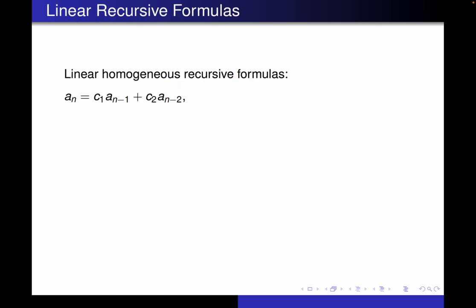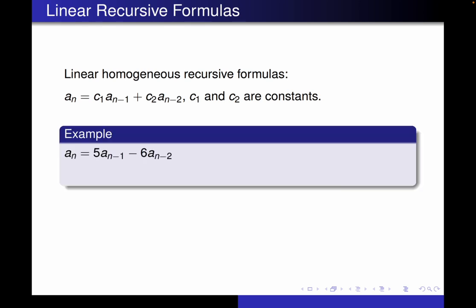So the types of recursive formulas have fancy names that I'm not going to make you memorize. I'm just going to let you know what they're called. They're called linear homogeneous recursive formulas. And they look like a sub n equals c1 times a sub n minus 1 plus c2 times a sub n minus 2, where the c's are constants, so c1 and c2. And actually, this is a special type of linear homogeneous recursive formula called a second order. Don't worry about that one. We just have to know what the recursive formulas look like for us.